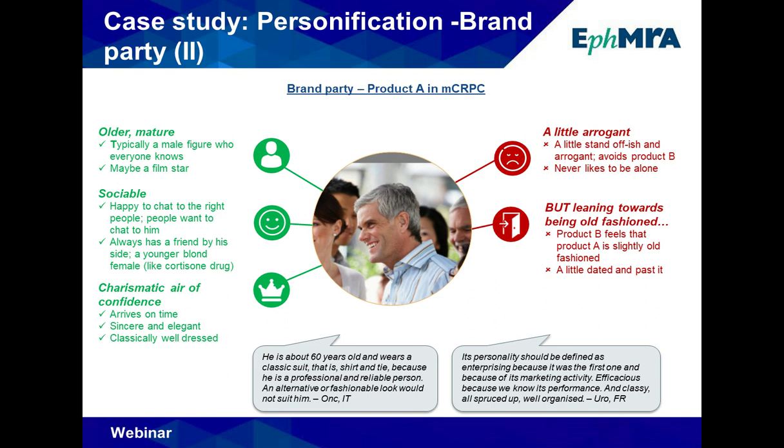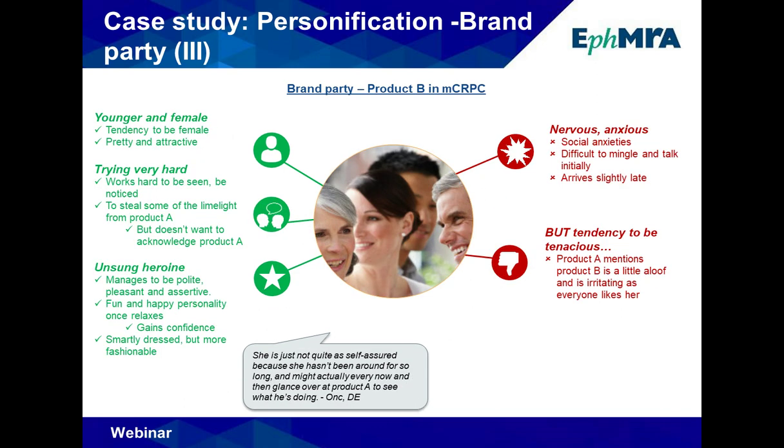So here you can see product A described as an older, mature man, very sociable, charismatic, air of confidence, however, a little bit arrogant, but leaning towards being old-fashioned. And you've got a couple of great quotes here describing this product A. And all of a sudden, from a factual, scientific, medical product, you have a personality attached to it. You can really project it as it really helps position the brand much better.